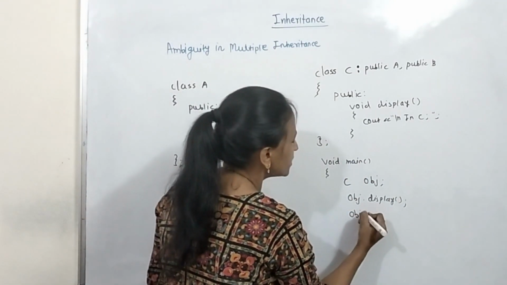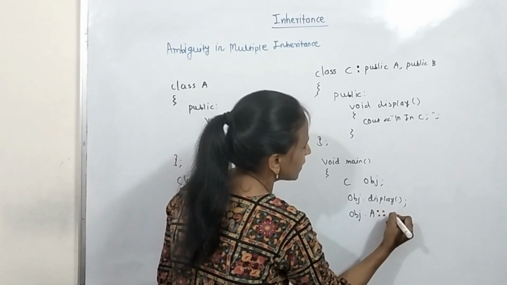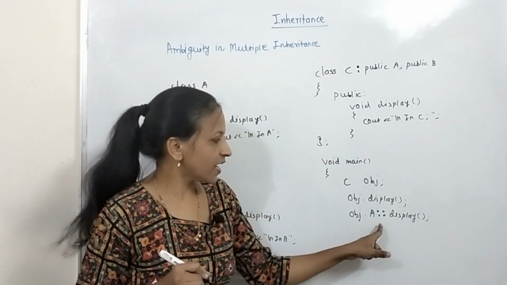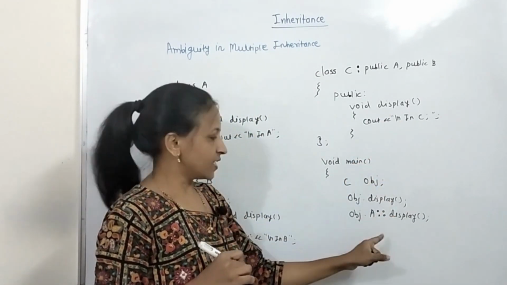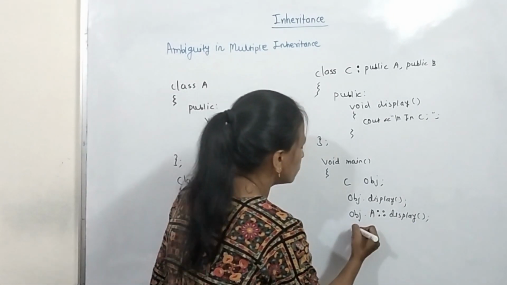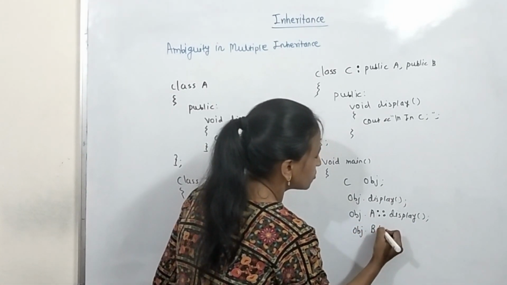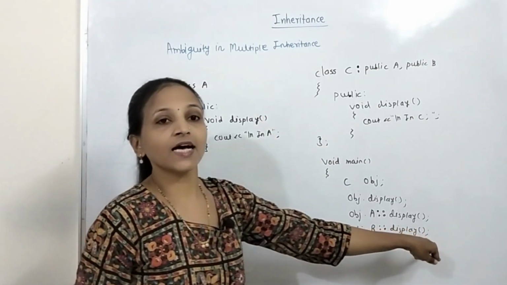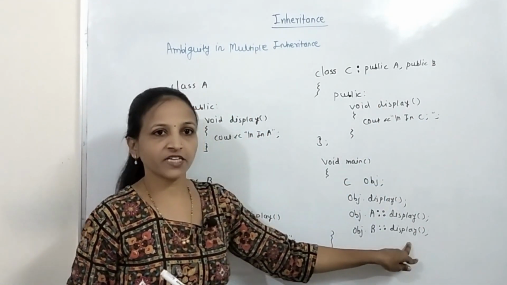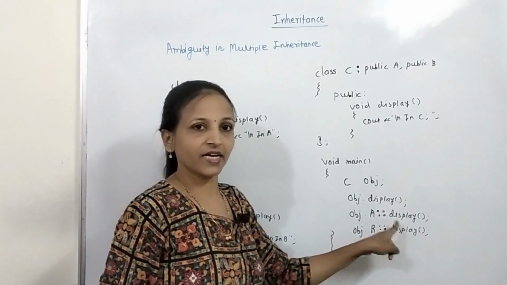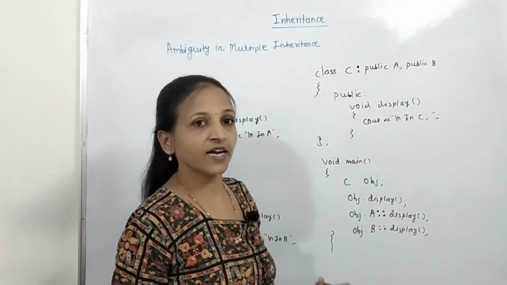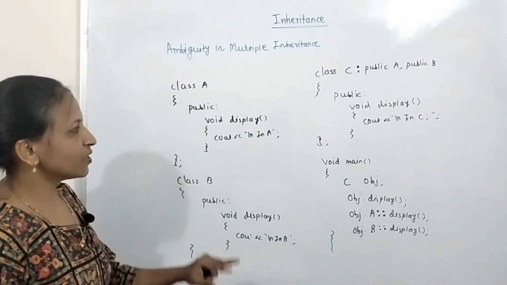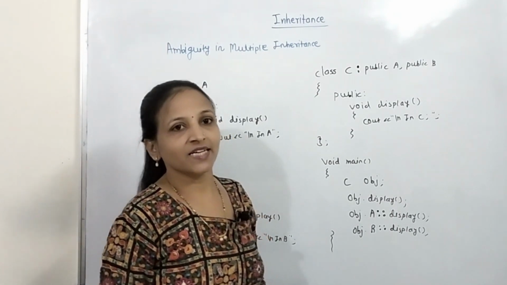If we call obj.A scope resolution display, then C's A display, meaning the display function derived from class A in class C, will be called here. And obj.B scope resolution display, then whatever member function is derived from class B in this class C will be called. Here I am just mentioning display from A, display from B. That's why here you will get output like in C, in A, in B. Getting? This is just the ambiguity resolution in multiple inheritance.